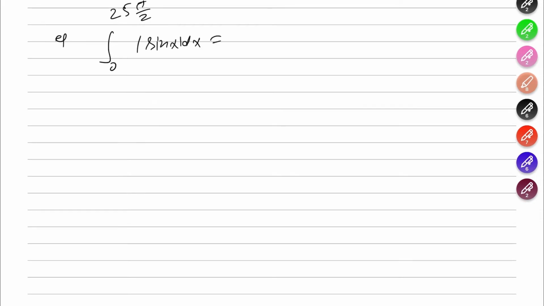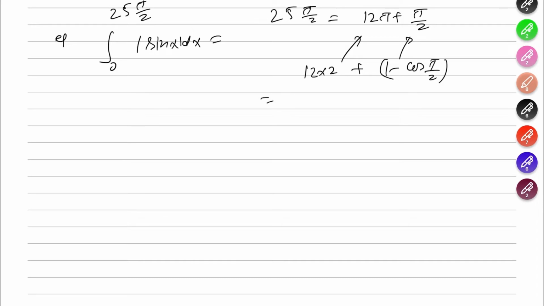The integral up to 25 pi by 2 of mod of sine x dx. So again this is the upper limit 25 pi by 2, that can be written as 12 pi plus pi by 2. So 12 pi means 12 into 2, plus pi by 2. Since it's a sine function, pi by 2 means 1 minus cos of pi by 2, that becomes 24 plus 1, which is 25.